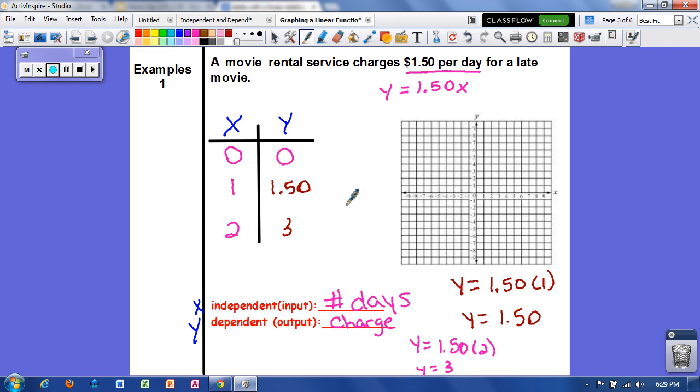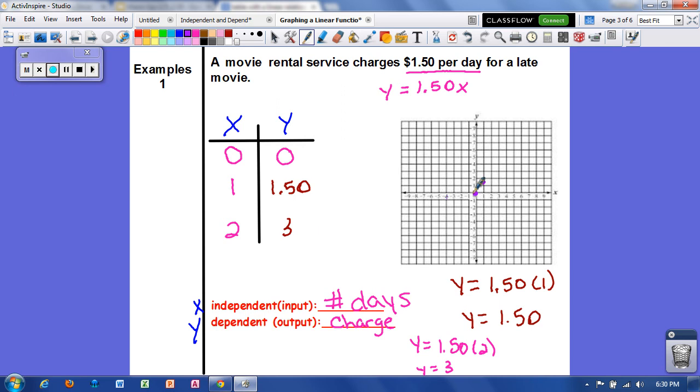Now I want to graph it. So I'm going to look at all of my ordered pairs and I'm going to plot those on the coordinate plane. So my first one, I have 0, 0. So I'm going to plot that right here. Then I have 1 and 1.50 or 1.5. So I'm going to go right 1 and then I'm going to go up 1.5 because remember 1.50 is 1.5. So that's going to be about right here.